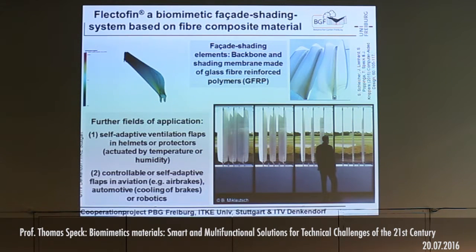We are just producing some first prototypes with companies which produce helmets for sports or for motorbike racing. But it can also be produced controllable or self-adaptive as flaps in aviation, for example, for air brakes, for cooling of brakes in automotives. But I think it could also be used for different applications in robotics.